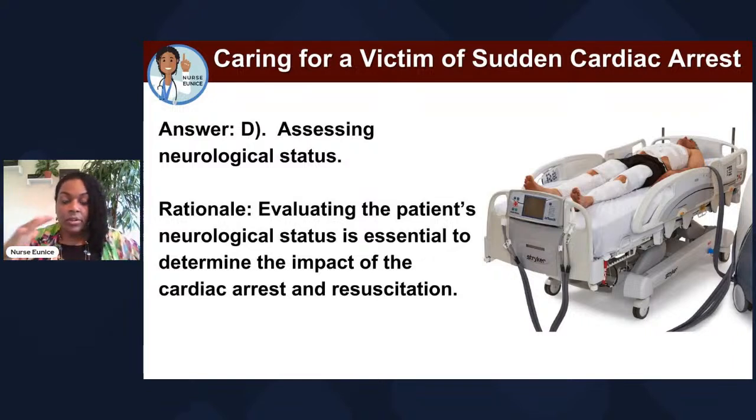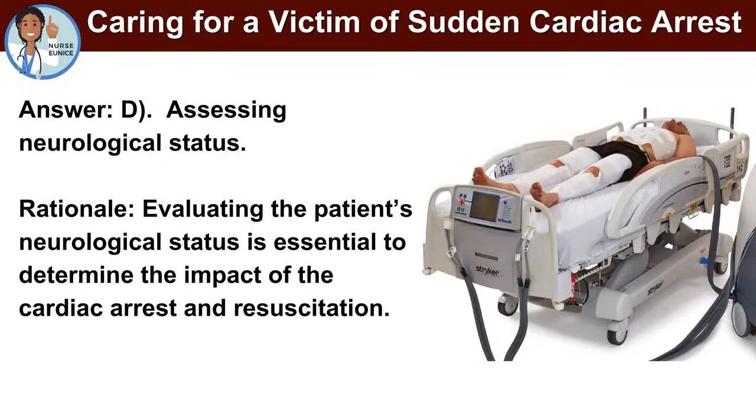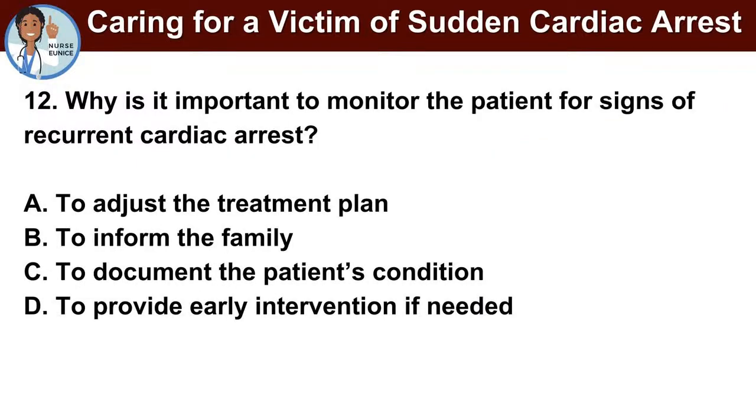It's going to lower their body temperature so that the brain doesn't have to work so hard, because after not having perfusion to the brain on its own, we did it with CPR, but there could be some brain damage there. So that's why the level of consciousness, monitoring that patient for neurological changes, is going to be so important. And so the response was D. That was the correct response. Evaluating the patient's neurological status is essential to determine the impact of the cardiac arrest and resuscitation.